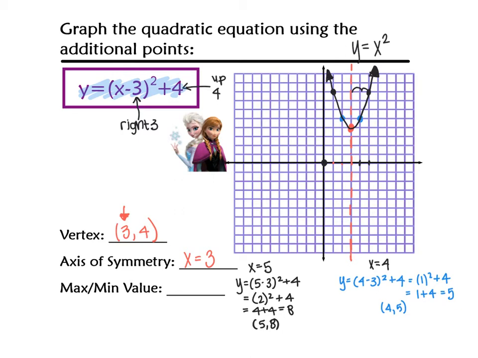Lastly, it says max or min value. So this vertex here, you want to figure out, is this the lowest point on the graph or the highest point on the graph? And since our graph is going up, this point's the lowest, which means it's a min.